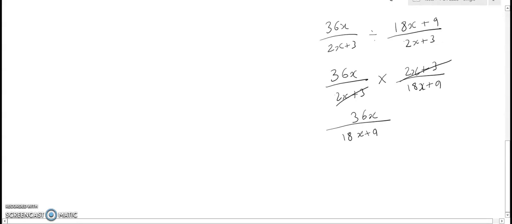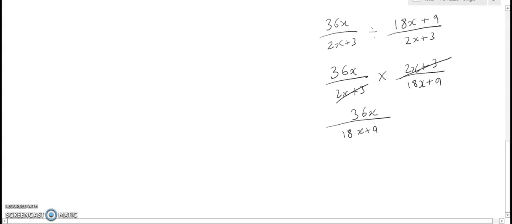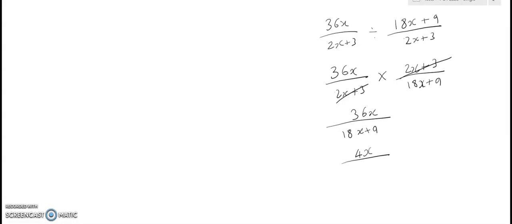But it did say in its simplest form, and we notice that all of these are divisible by 9. So if we divide the top by 9, we get 4x, and dividing the bottom, we get 2x plus 1. And that's the end of that one.